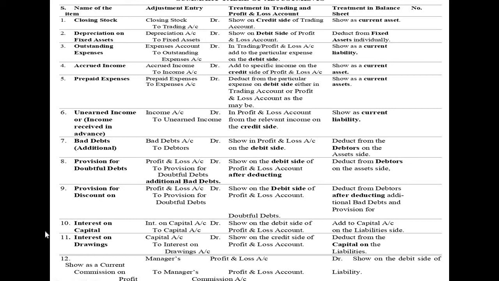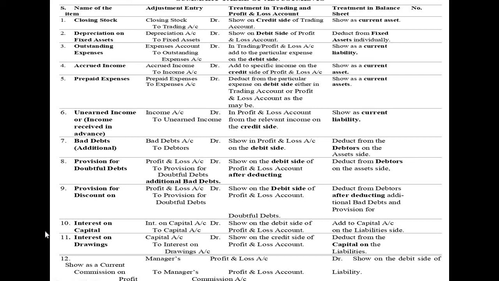The next one is bad debts. Bad debts means when a claim against a debtor becomes irrecoverable, it is called bad debts. The adjustment entry of the bad debts is bad debts account to debtors account. It is shown on the debit side of a P&L account and also deducted from debtors in the balance sheet.